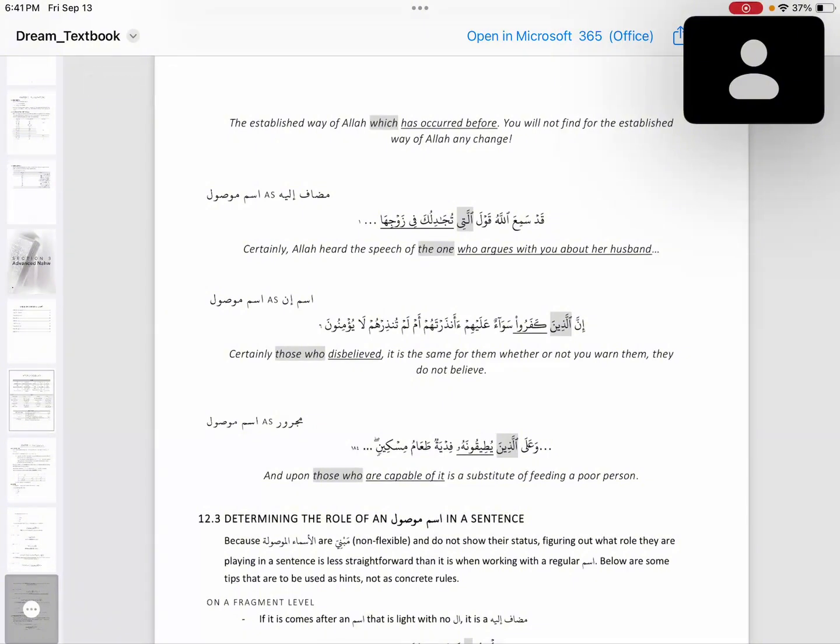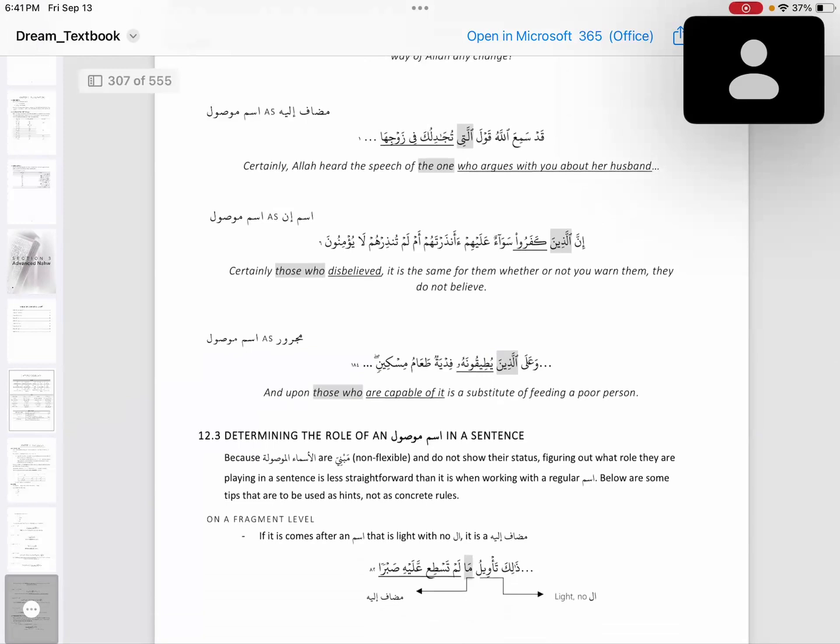Ismu inna, ism mawsul as ismu inna. Inna allazina kafaru. Certainly those who disbelieved. Here, allazina is the ismu inna. Ism mawsul as majroor, wa ala allazina. And upon those. Here, ala is the harf jar and allazina is the ism mawsul that is in the majroor status because of the harf jar.